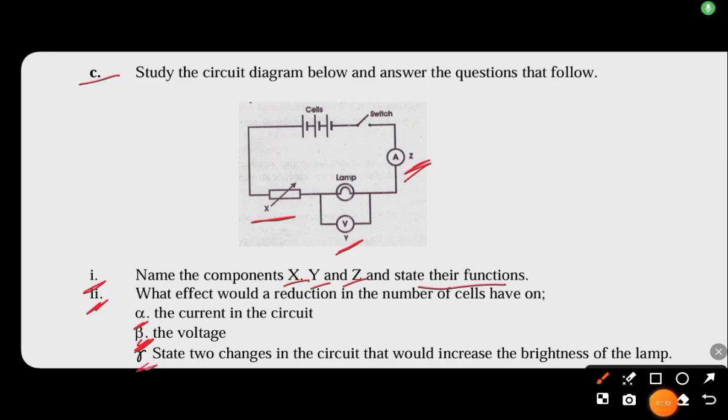The last question, gamma, says state two changes in the circuit that would increase the brightness of the lamp. The first is increasing the number of cells. When you add more cells, you increase the voltage, which will lead to a higher current and a brighter lamp. Secondly, decreasing the resistance of the rheostat.